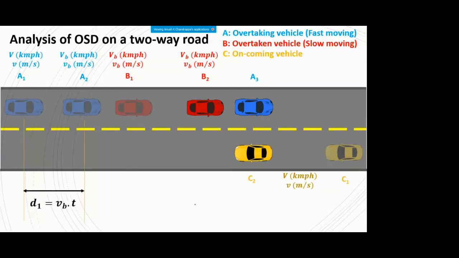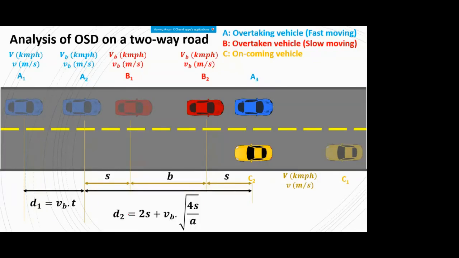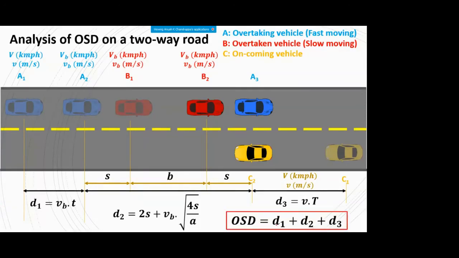So now I have just summarized the formulas. D1 is equal to VB into small t. D2 is equal to 2S plus VB into under root 4S upon A. And D3 is equal to design speed V into capital T. So now knowing all the three terms, D1, D2, D3, OSD is nothing but addition of all these three terms. So OSD is nothing but D1 plus D2 plus D3. So this is all with the analysis part. Now we are in a position to find out OSD.